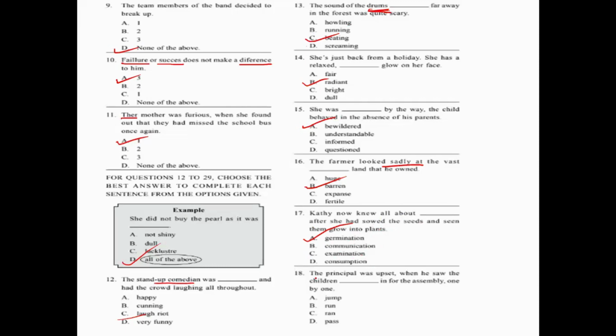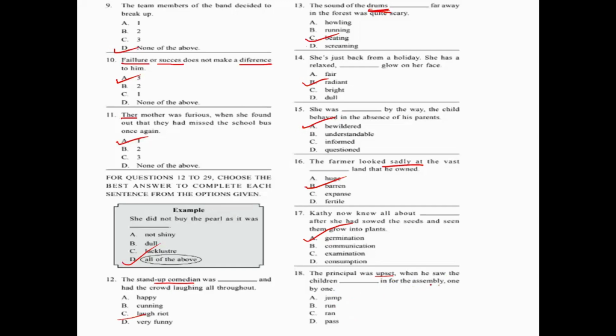Okay, now the principal was upset when he saw the children dash in for the assembly one by one. What do you mean by this? Like jump in for assembly? No. When the principal is upset, it cannot be jump in. So run in. Run in means it's like fighting. Okay, quarreling. Okay, that can make the principal upset. Then ran in, it's a past form. No, we can't use it.